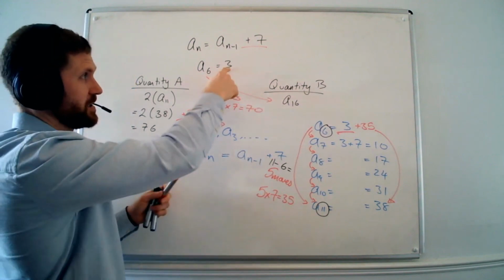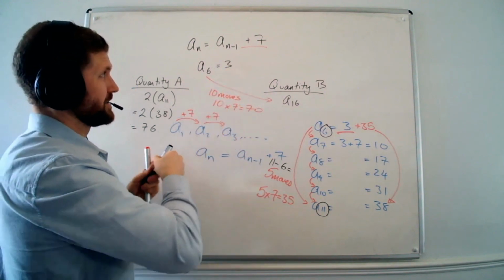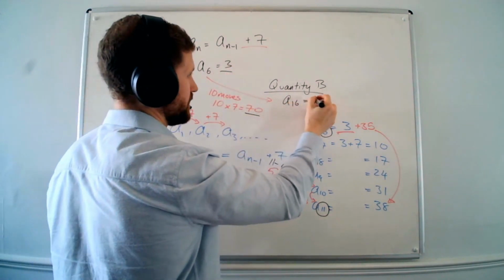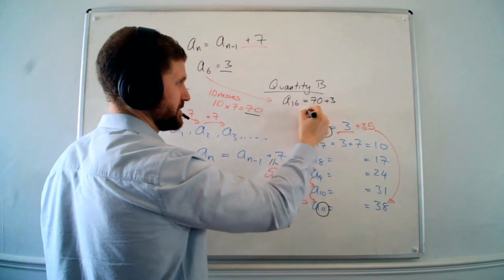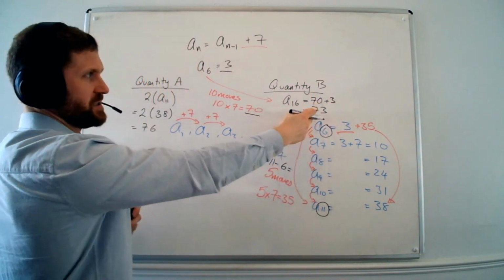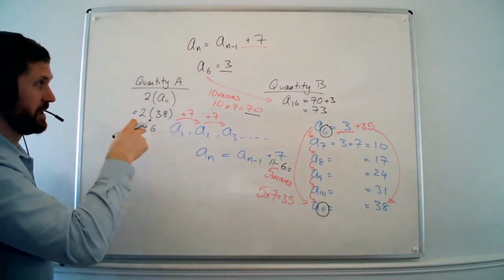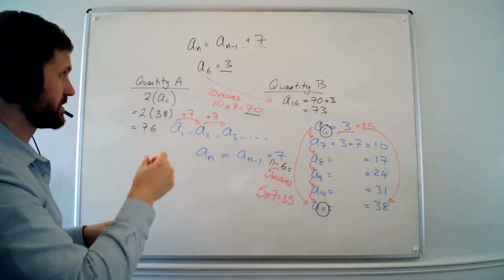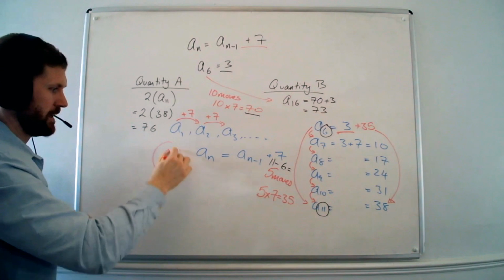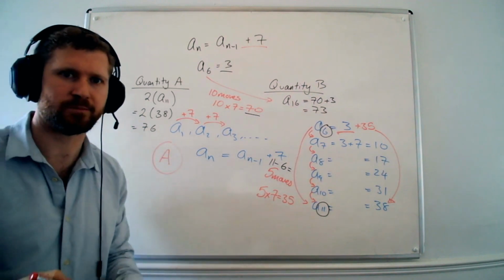So I take my start point, which was 3, I add on the 70. Got those the wrong way around, sorry. 3 plus 70 will give me 73. So quantity B in this question is 73, quantity A is 76. So in this question, quantity A is going to be bigger, and the answer to your question is going to be A.